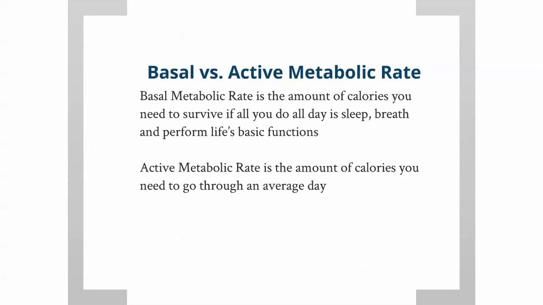All right. And then we did the stations lab. So from the stations lab, the first station was the basal and active metabolic rate. Basal metabolic rate was the amount of calories you need to survive if all you do all day is sleep, breathe, and perform life's basic functions. So basically, you don't even get out of bed. And then your active metabolic rate is the amount of calories you need to go through an average day. You got up, you went to school, whatever it is that you do in a day. So your basal metabolic rate, when you calculated it, should have been about 1,200. Active metabolic rate should have been up around 2,000.